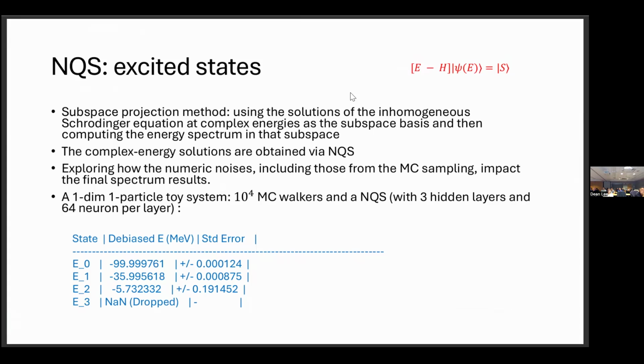Another one is neural quantum states. So again, here trying to look at excited states rather than ground states, and this is using another subspace projection method to do this, working at complex energies, as we heard earlier today with a different method, and using the neural quantum state approach here to get some complex energy solutions. Then that becomes a basis for the space, and then you compute the spectrum, diagonalize in that space. Okay.